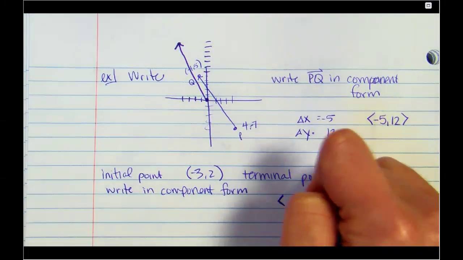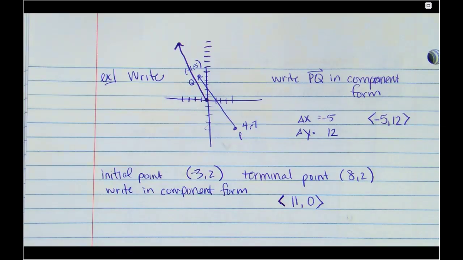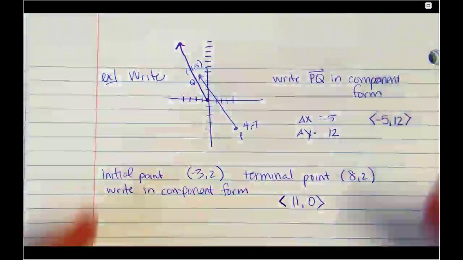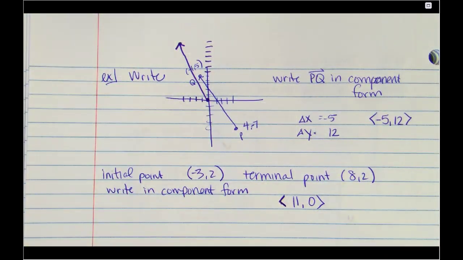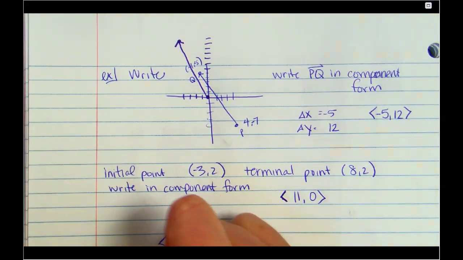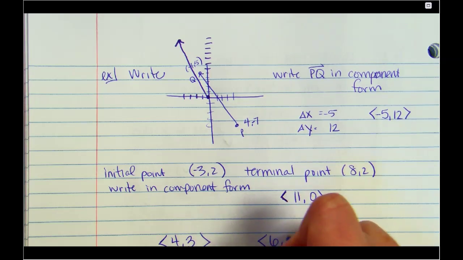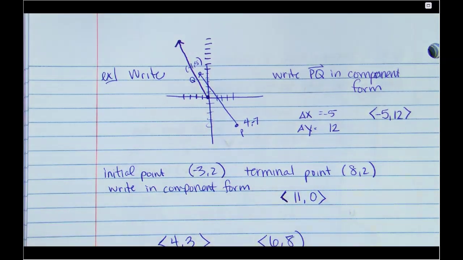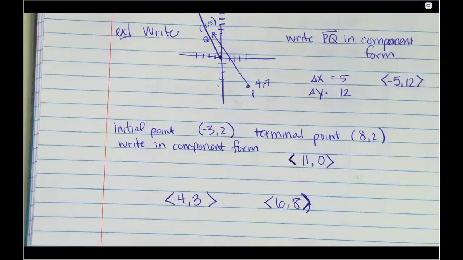Now, the thing about this is if two vectors are in component form and somebody says to you, are they equal? This is going to sound dumb coming out of my mouth. These are two vectors in component form. So let's say we've got 4, 3, and we've got 6, 8. Are they equal? No. If they're in component form, you can look at them and tell if they are equal. Super easy.